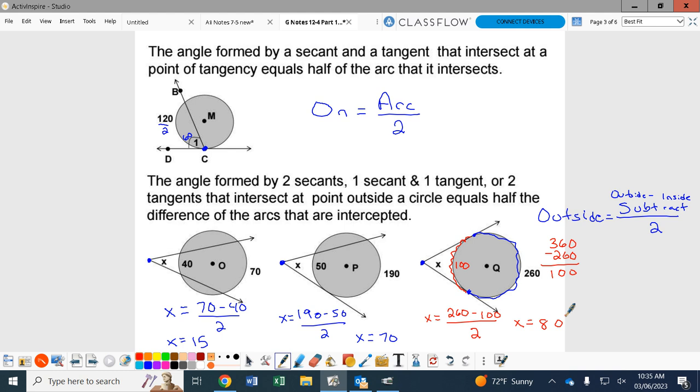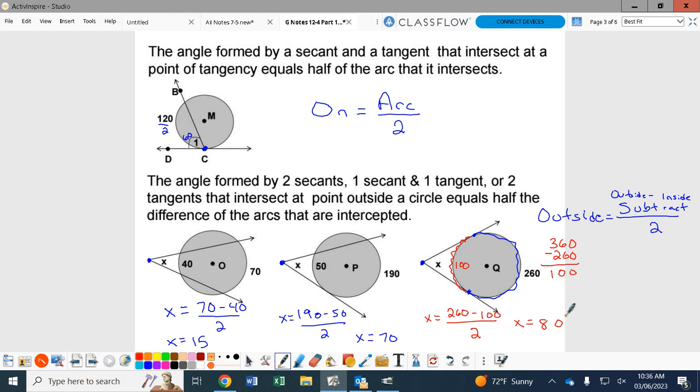Anybody see anything on those 3 rules that you need to ask about? Let's review them while you look. If the intersection point is inside the circle, you are going to add and divide by 2. If the intersection point is on the circle, you are going to just divide by 2. If the intersection point is outside the circle, you are going to subtract and divide by 2. Anything you see so far you need to ask about?